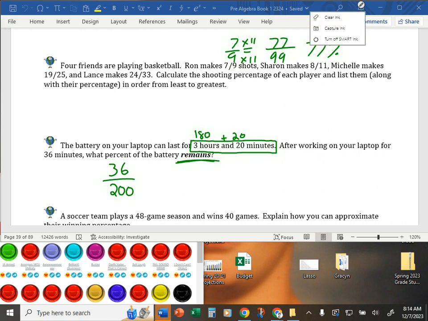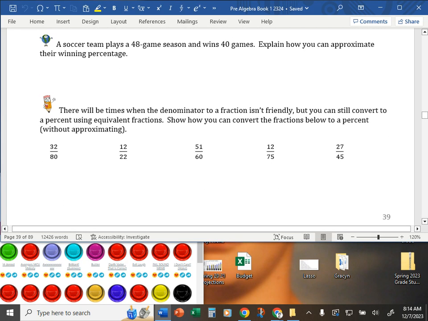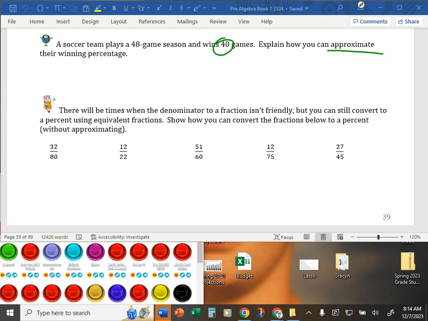The next one, a soccer team plays a 48-game season and wins 40 games. Explain how you can approximate their winning percentage. Approximate. 40 is not friendly, okay? But how can you approximate their winning percentage? And that's all I want you to do. We'll do the heavy pencil in class tomorrow. Let's talk about unfriendly denominators and where to go from there. It's your homework for tomorrow. The rest of the first page and down to the Mr. Heavy Pencil on the second page. Don't X this whole thing out because we will go over it, but just not today.